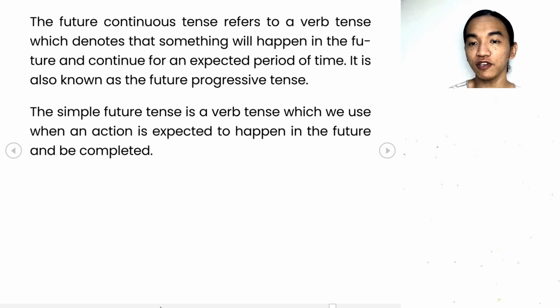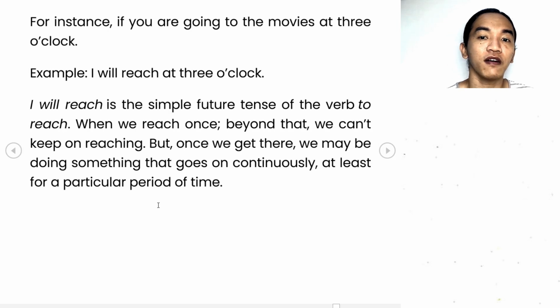Now, the simple future tense is a verb tense which we use when an action is expected to happen in the future and be completed. All right. So from the word continuous, it will continue to happen in the future until an expected period of time in the future. Now, for instance, if you are going to the movies at 3 o'clock, you say, I will reach at 3 o'clock, right? So I will reach is the simple future tense of the verb to reach. When we reach once, beyond that, we cannot keep on reaching. So that's just up until that time.